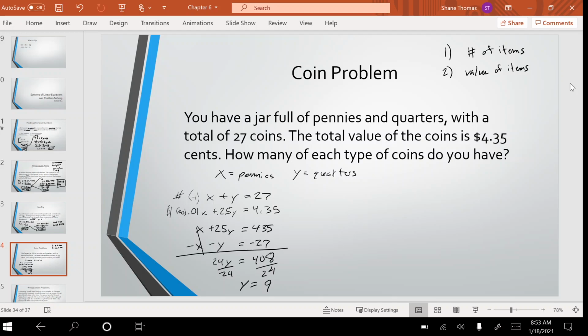All right. So then there's my first one. That's my number of quarters. Plug it back into one of the originals. All right. I'm just going to go back into this guy. x plus 9 equals 27. Subtract the 9. x equals 18.